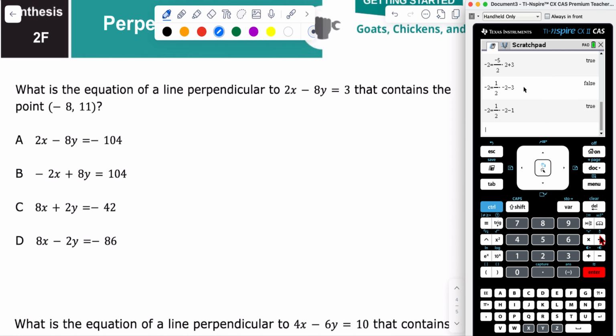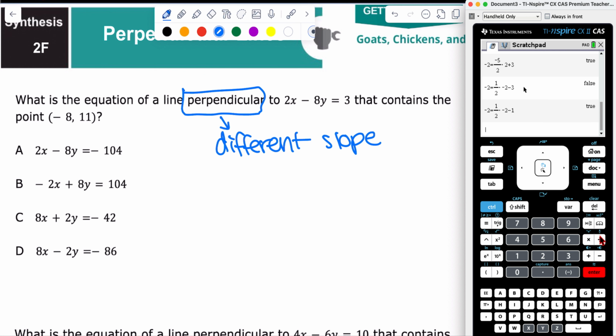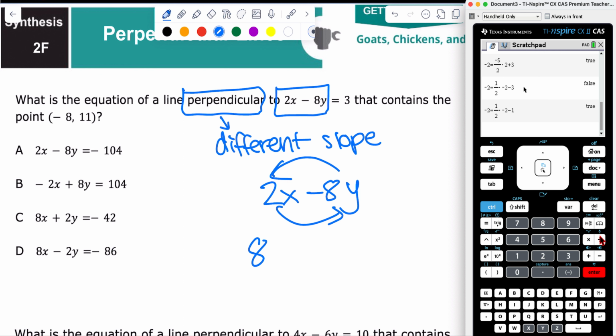So now let me try the last one. It says, what is the equation of the line perpendicular, meaning different slope, to 2x minus 8y equals 3 that contains the point (-8, 11). Remember, this one's a little bit different. You have 2x minus 8y. I want to flip those. So I want 8x and 2y. So I'm looking for my answer. I want 8x and 2y.